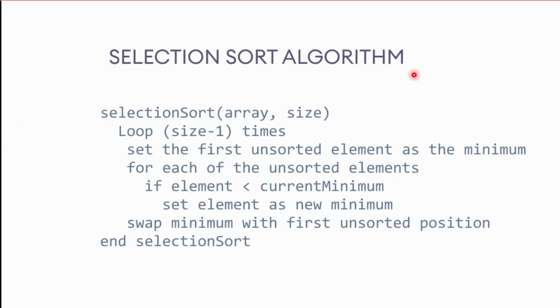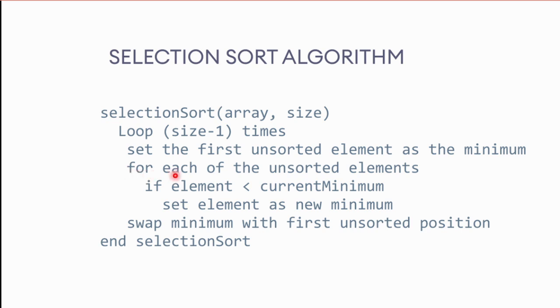This is the selection sort algorithm. In the selection sort algorithm, I'm going to loop size minus 1 times because the last element is ignored. When we iterate size minus 1 times, obviously the last element is going to be in its right place. So set the first unsorted element as the minimum. We have to initially set the first unsorted one as the minimum.